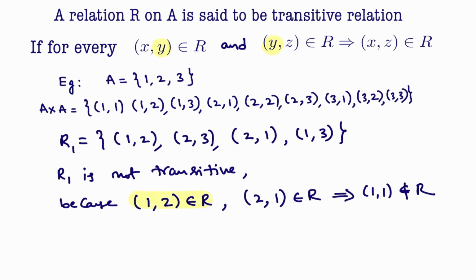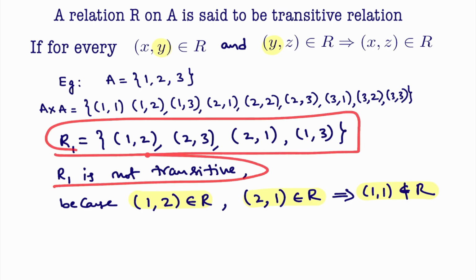(1,2) is there, (2,1) is there, but (1,1) is not in this relation. That's why we say that this relation is not transitive.